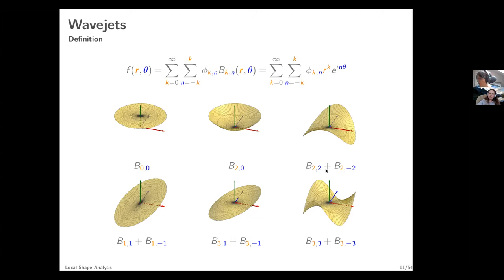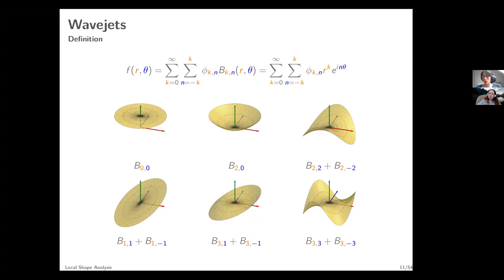Now, if we take still an order 2 polynomial, but a frequency of 2, we have two maxima and two minima, and this gives you the horse saddle. If we have an order 1 polynomial and frequency 1, we have one maximum and one minimum, and we basically get a rotated plane.